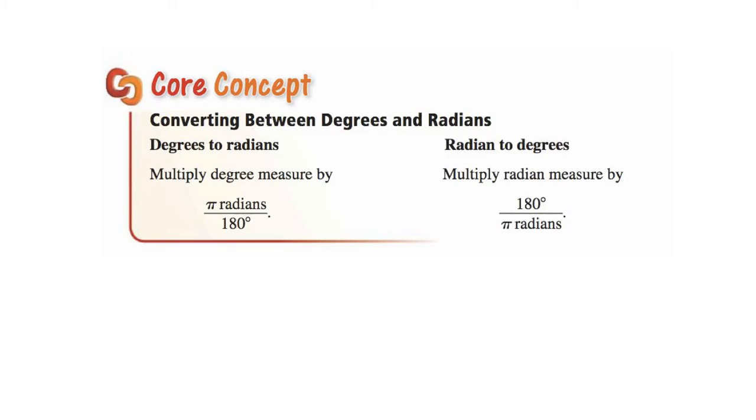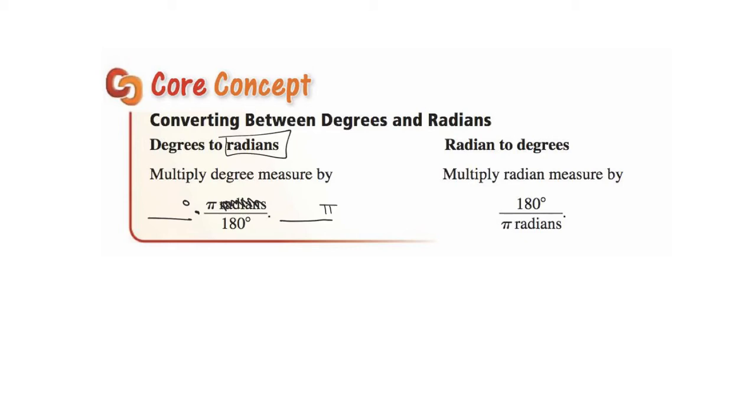Okay, here's converting between degrees and radians. So if you are in degrees, you're going to multiply your degree measure by pi radians over 180. Typically, I just say pi over 180 because that's easier, and you're going to say whatever degree you're working with, and then your end answer is going to have some pi in it because you're going from degrees to radians.